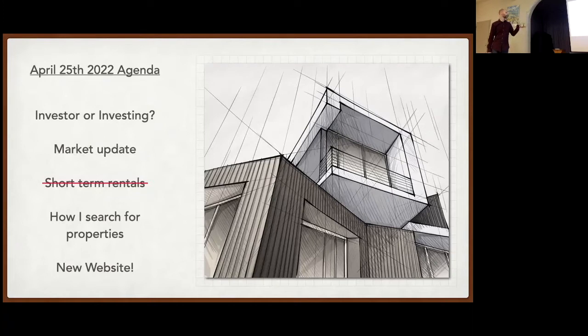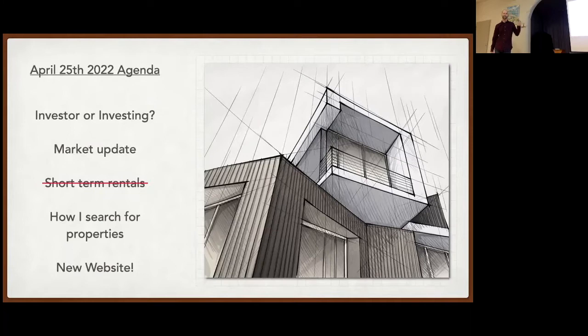So I'm going to just talk briefly about my views on the difference between being a real estate investor and investing in real estate. Some people aren't really sure where they fit into that category, so I'm going to be talking briefly about that. I'm also going to be talking about the market. Obviously, we've seen some interest rate hikes in the last little bit, and that does seem to be having an effect on the market. It could also be the spring market. So I'll be addressing that briefly.